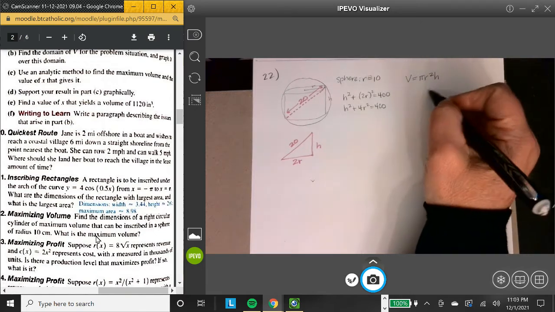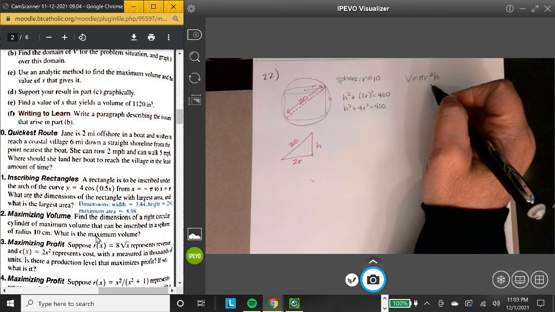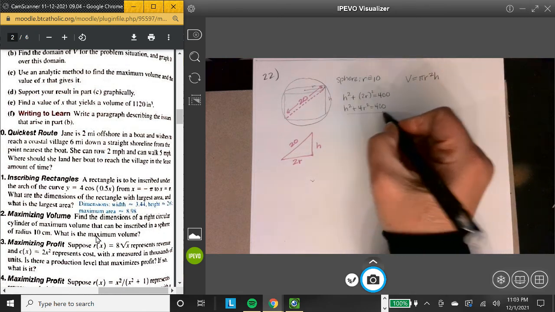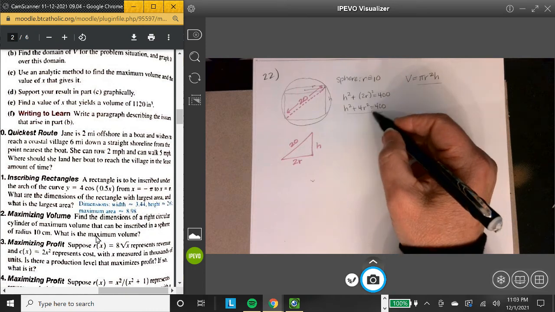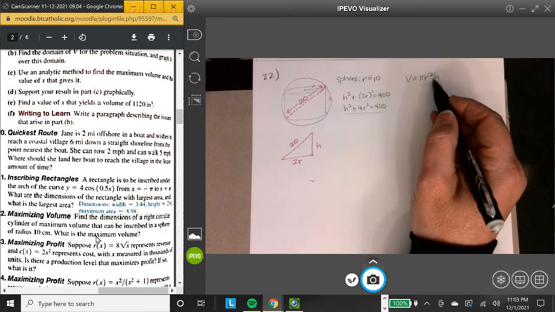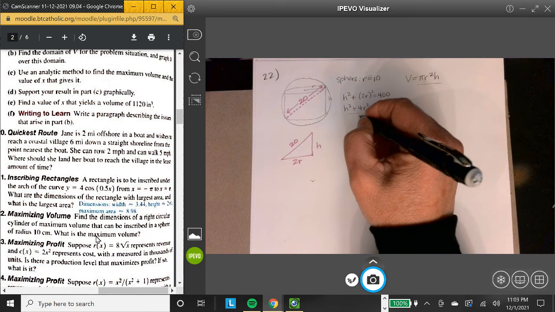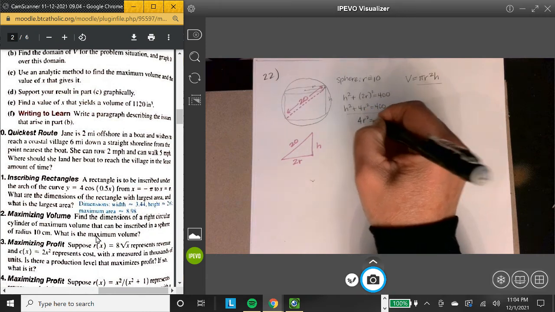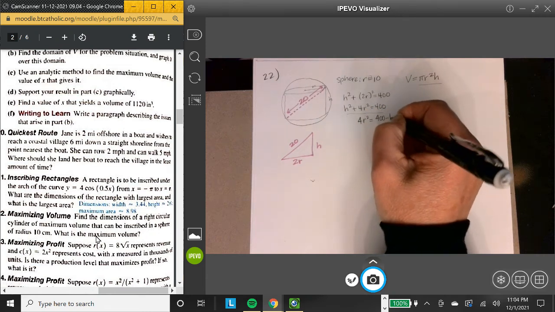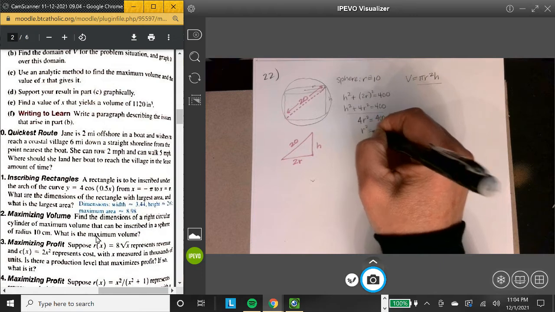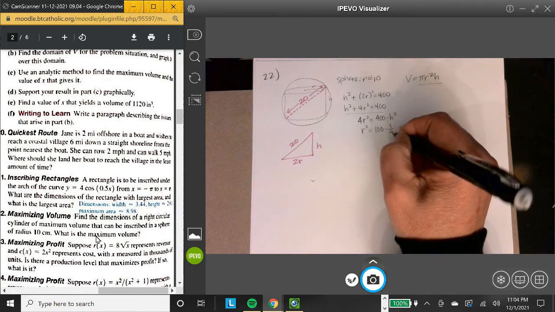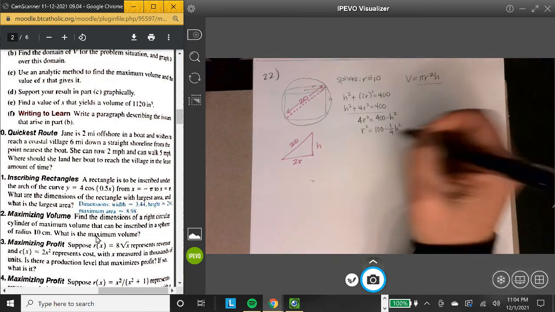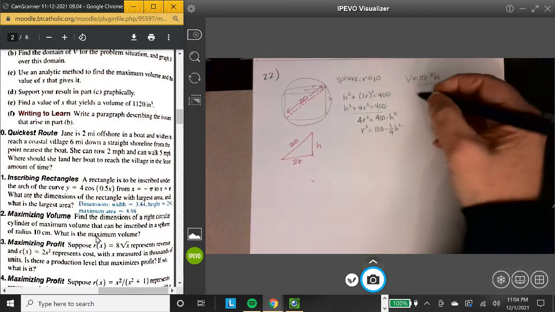Now, there's an easy way to go and a difficult way to go. Do you notice in this equation and this equation, I have a similar term. I have r squared here, and I have an r squared here. So I'm going to solve this equation for r squared. So it's going to be 4r squared equals 400 minus h squared. R squared equals 100 if I divide by 4, minus 1/4 h squared. So I'm going to plug this in for r squared.